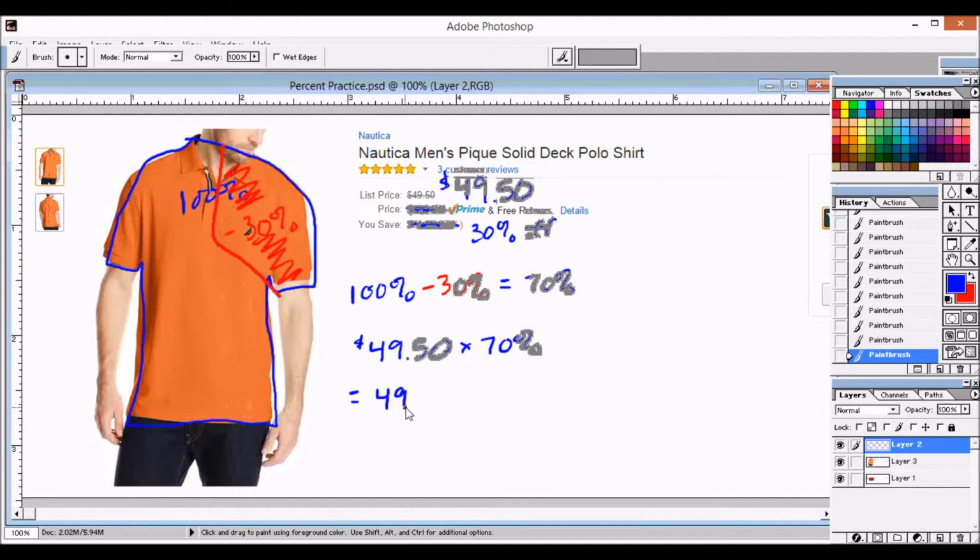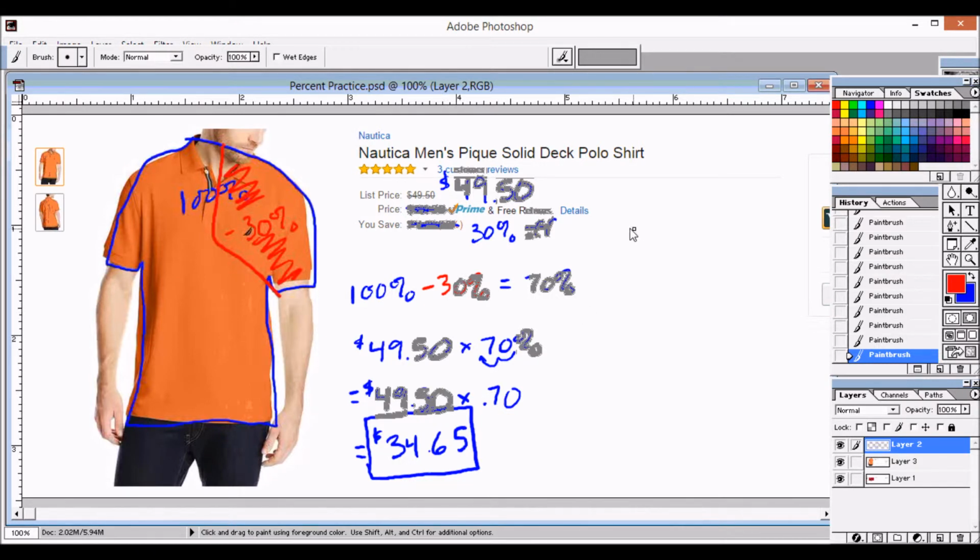So I'll take my $49.50, and instead of multiplying it by 70%, I'm going to multiply it by the decimal, once, twice, 0.70, or just 0.7 if you'd rather. And I do $49.50 times 0.7, I end up with $34.65. No extra subtraction with the pennies. I don't have to do any awkward calculations. I just do the easy subtraction with the percentages and then do a multiplication.